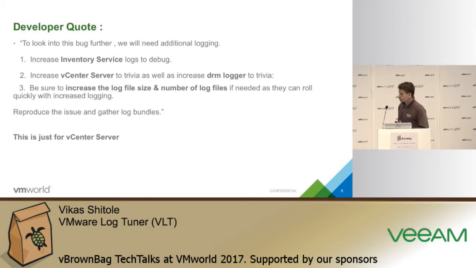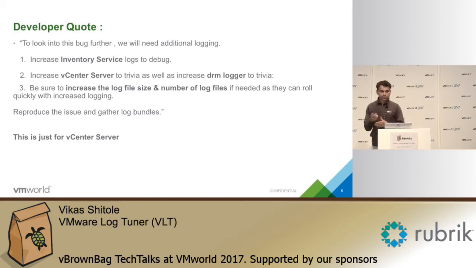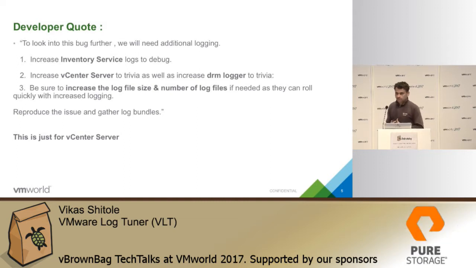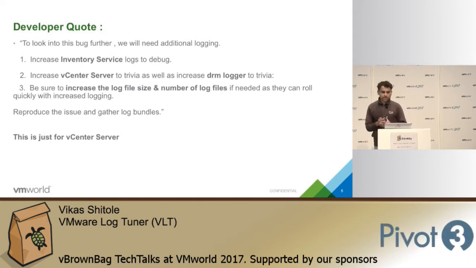Now clearly, you can see what the developer is saying: he has done the initial troubleshooting based on the default data that the customer has already provided. In order to investigate the problem further, he would like to have additional logging. So here are his requests. The first request is, he thinks that there could be a problem in the inventory service, and he needs the customer to enable the debug log for the inventory service.